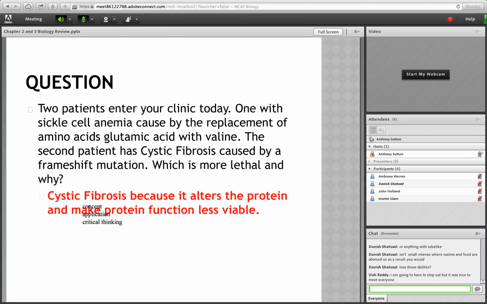All right. So the answer was cystic fibrosis. It alters the protein and makes the protein function less viable. Okay.